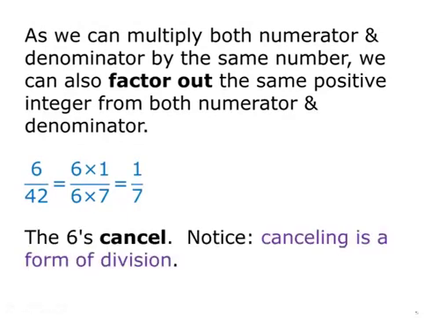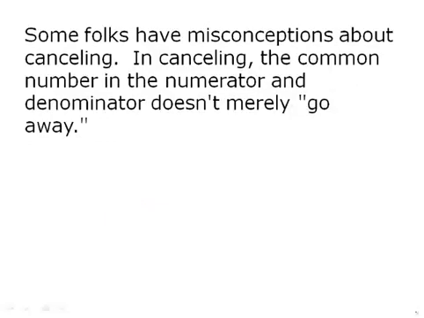The 6's cancel. Notice that canceling is a form of division. That's very important. Canceling is a form of division. Some folks have misconceptions about canceling. And canceling the common number in the numerator and denominator does not merely, quote, go away. A lot of people have this sloppy way of talking about it. The 6's go away.